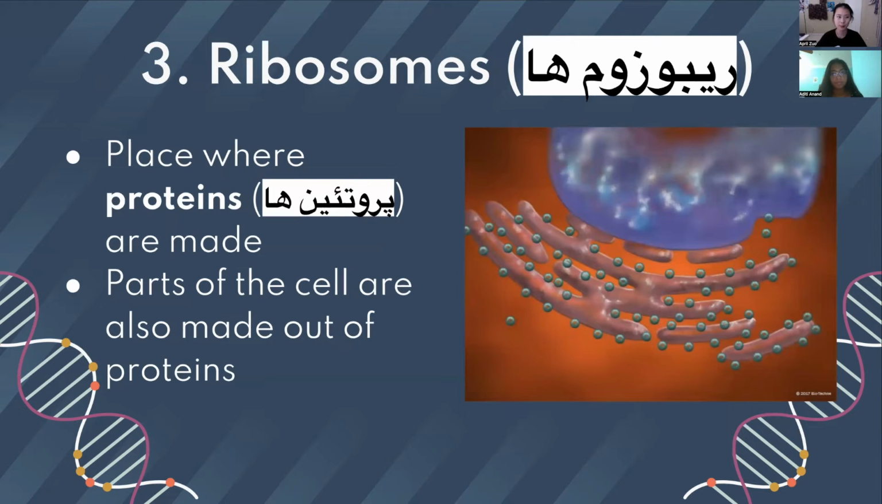And next we have ribosomes. And we talked about these during our DNA translation and transcription presentation. If you remember, this is where translation from RNA to a protein happens. So like I just said, this is where proteins are made from RNA translation, and parts of the cell are also made out of proteins. So these are really important in that they are also part of kind of what creates the cell itself.